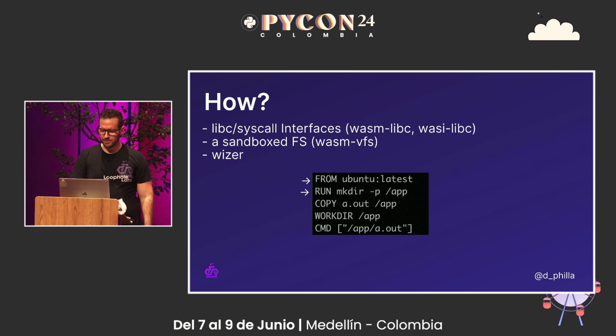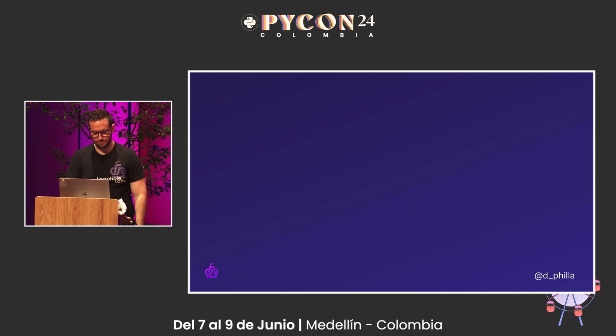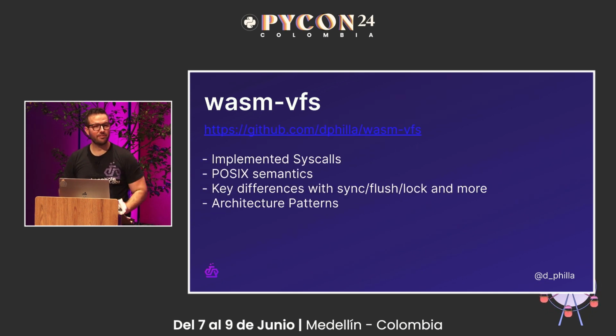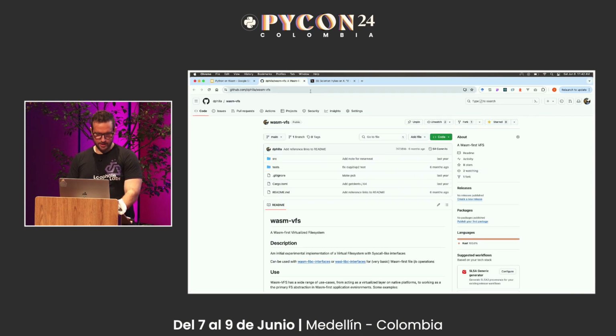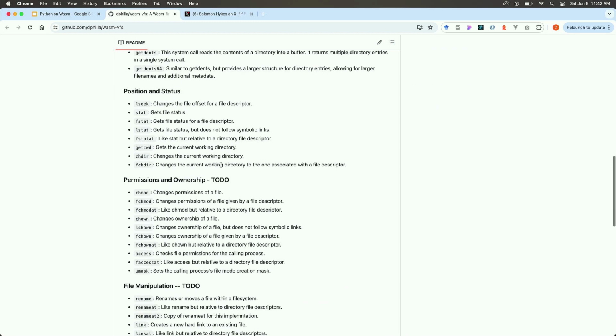We have a virtualized file system. You can copy from your local environment to the container itself, to the box itself, set up the working directory, and then the command, right? This also uses a project of mine called the Wasm VFS, which is a virtualized POSIX file system implemented for WebAssembly. This is written in Rust. I'm not going to talk about the specifics of this because I'd like to get to the demo, but if you're interested, you can check it out on my GitHub. It's dphila, Wasm VFS, and there's a lot more detail there.